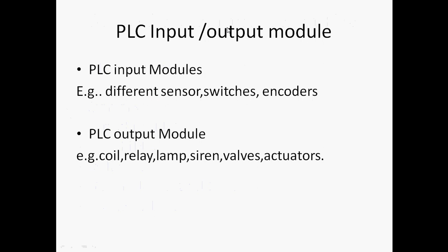The next is about PLC input and output modules. So input modules we are considering. This is a basic part of the PLC. We are considering the different sensors, switches, and encoders in the input modules. So this is an important term for the PLC input modules. The next is about the PLC output module. So the coil, relay, lamp, siren, valves, and actuator are considered for the PLC output modules. So this is the input and output module for the system.